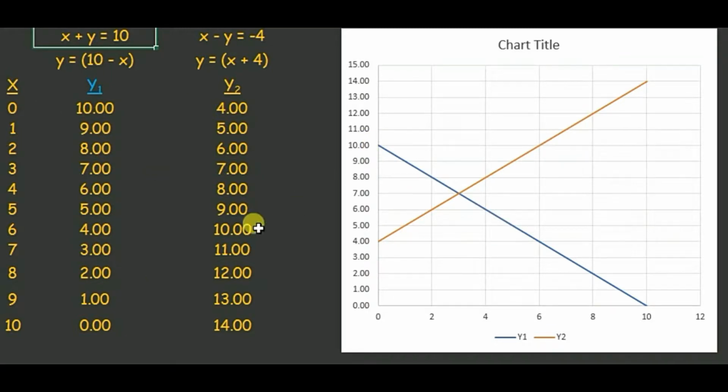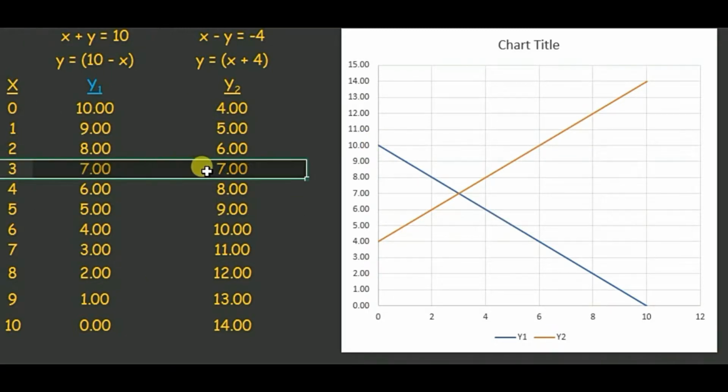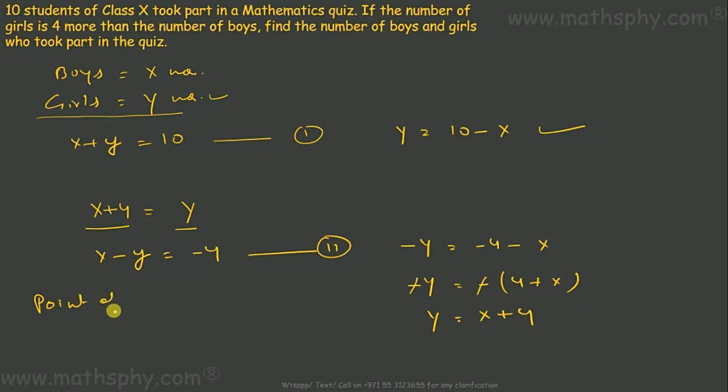From this table also you can find out this value here. When x is 3, y1 is 7, y2 is also 7. So 3 will give you y1 as 7, y2 as 7. So it means 3 and 7, that's the point of intersection in this graph here. I'll put it this way. Point of intersection is 3, 7. It means x is 3 and y is 7.